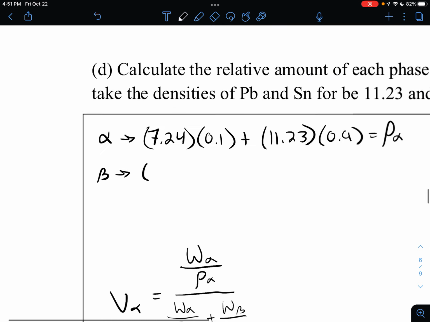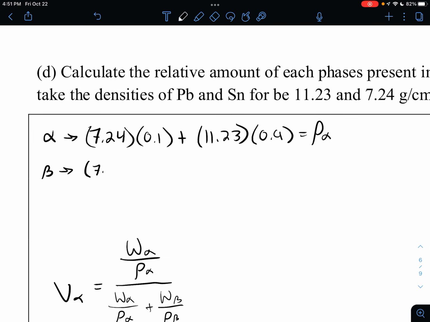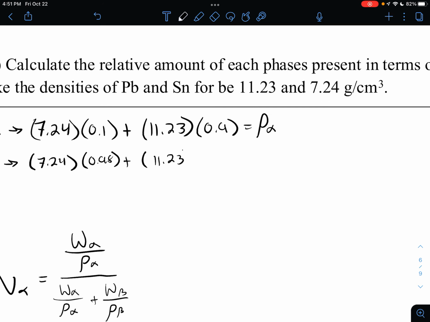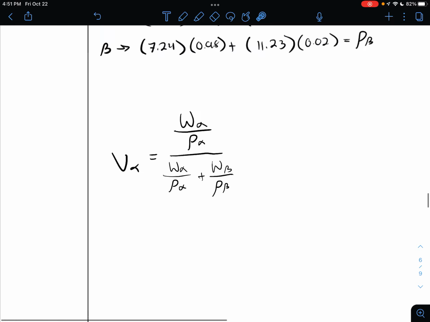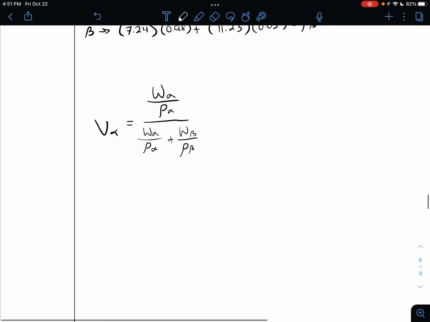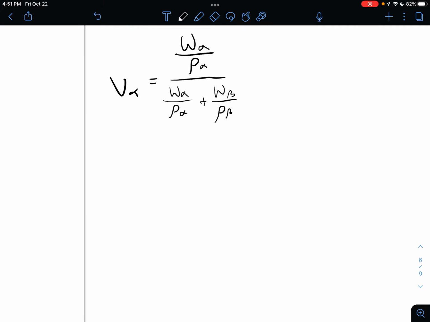So we get our tin 7.24 times the 0.98, plus our 11.23 times our 0.02. And that's going to give us our rho beta. From there, we can plug into here because this is just going to be generally the mass of the thing divided by the total mass, or whatever it is. Volume, all that. I don't know how it was derived, but I know this is what was given.